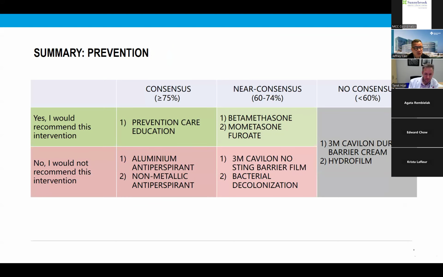So this was the summary of the prevention. There was consensus on prevention care education. And again, whether there's evidence behind that or that is just good clinical practice. There was near consensus on the use of steroids, that mometasone was the experimental arm in Alice Ho's paper. Betamethasone is an alternative steroid, again, different concentrations. And then no consensus about the 3M Kevlar barrier cream and hydrofilm. And then near consensus against bacterial decolonization and the barrier film.